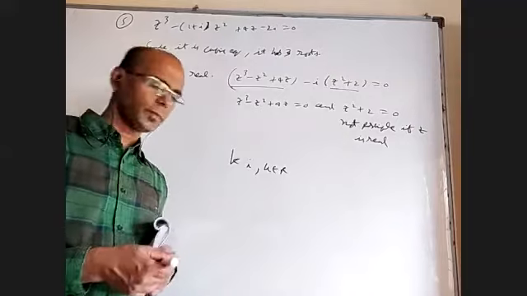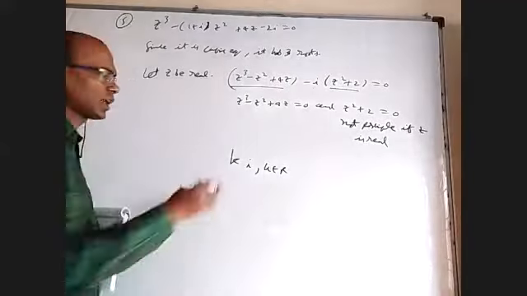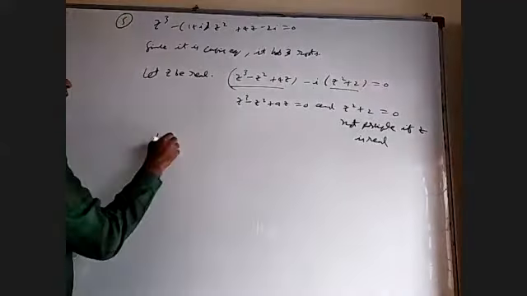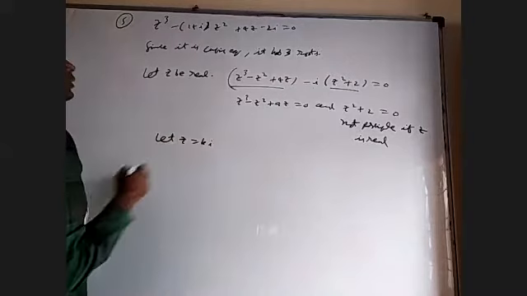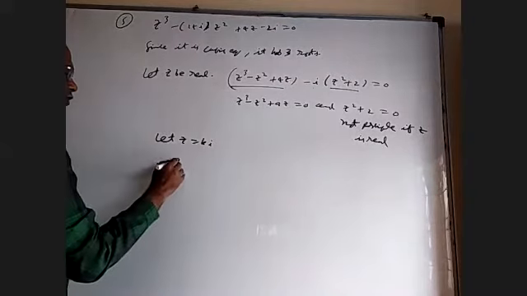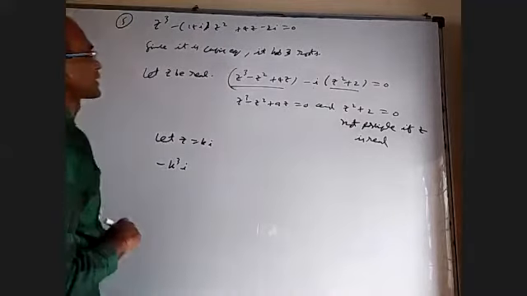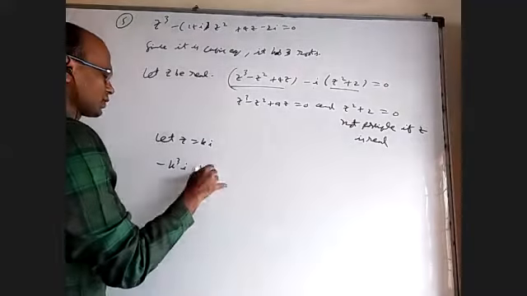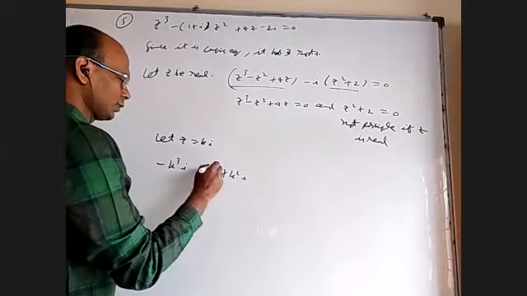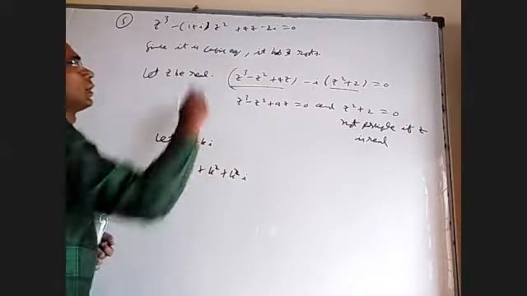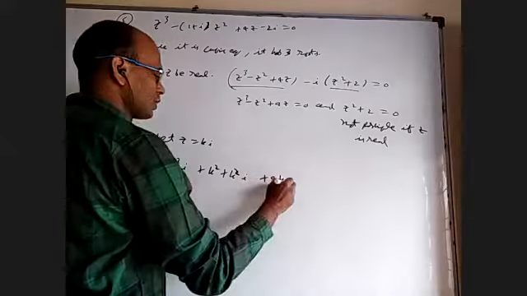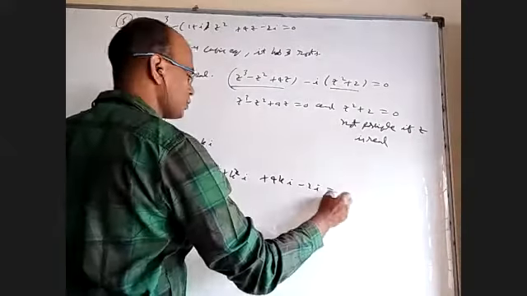Okay. It may not be necessary. They did not ask, but let me try. Let z equal to ki. Then this will become minus k cube i, because when you put ki, it is minus k square. So it will be plus k square i. And here it is 4ki minus 2i equal to 0.